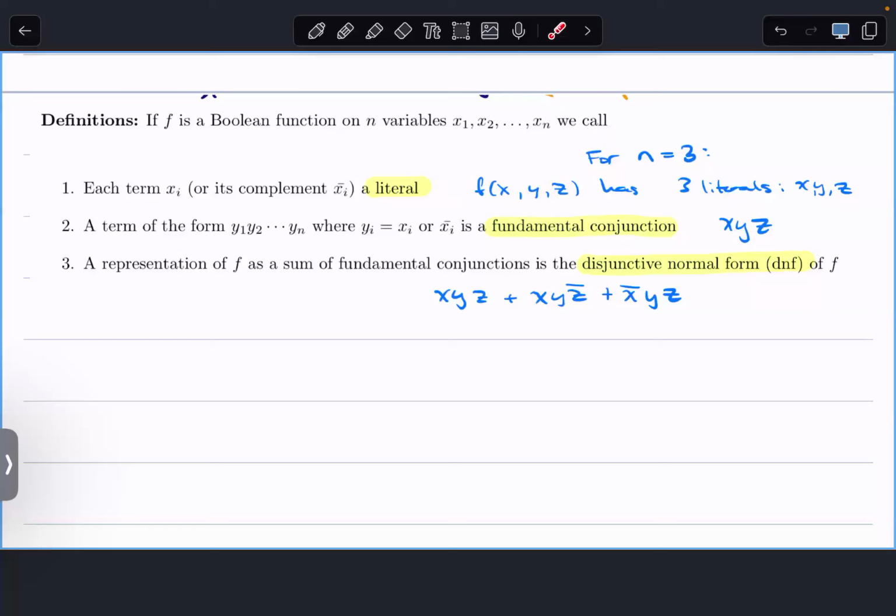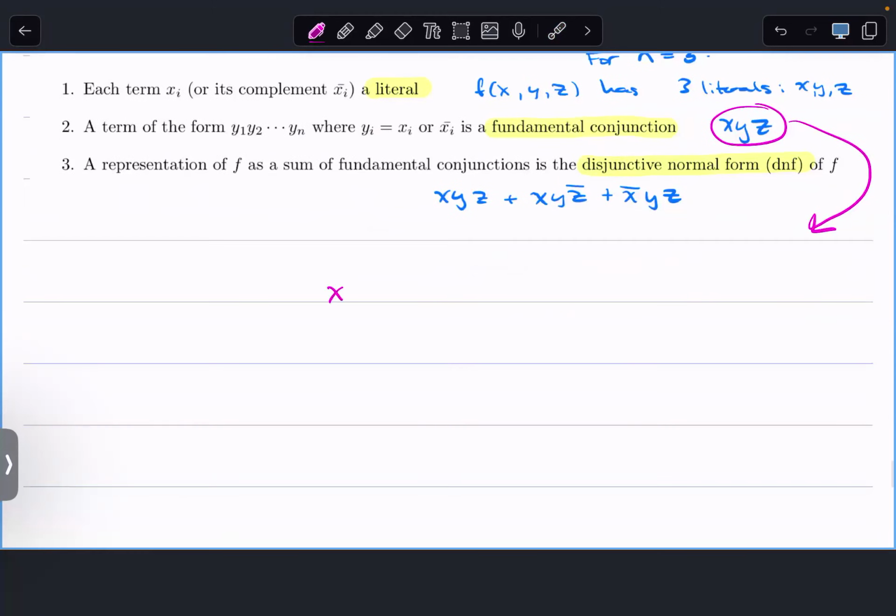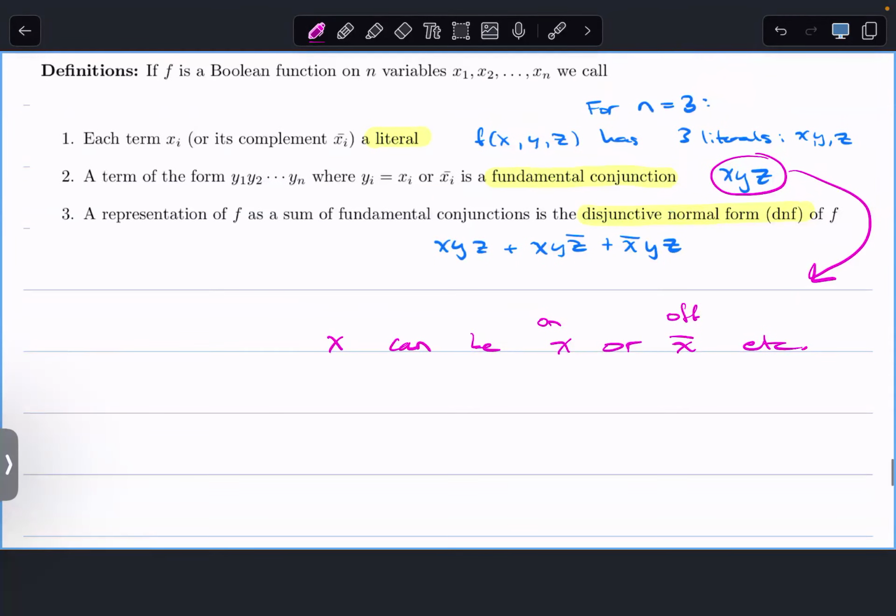So in our case, it's going to look like x, y, z. x can be on or off, y can be on or off, and z can be on or off, right? We have just 3 things that can always just be on or off. So here, x can be x or x bar, etc. Here, this is on and this is off. And if you're representing each of the possible literals, then you know what they're all doing.